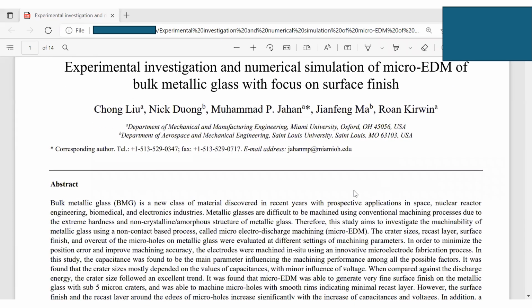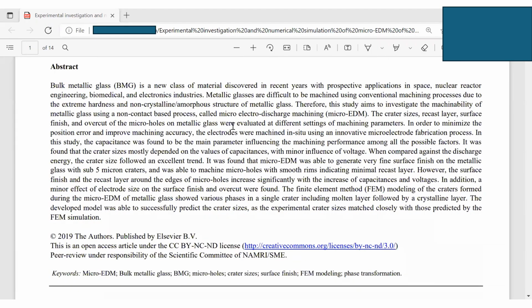So, bulk metallic glass. For this paper, because bulk metallic glass is very unique, I want you to know, okay? I will ask you, what is bulk metallic glass?